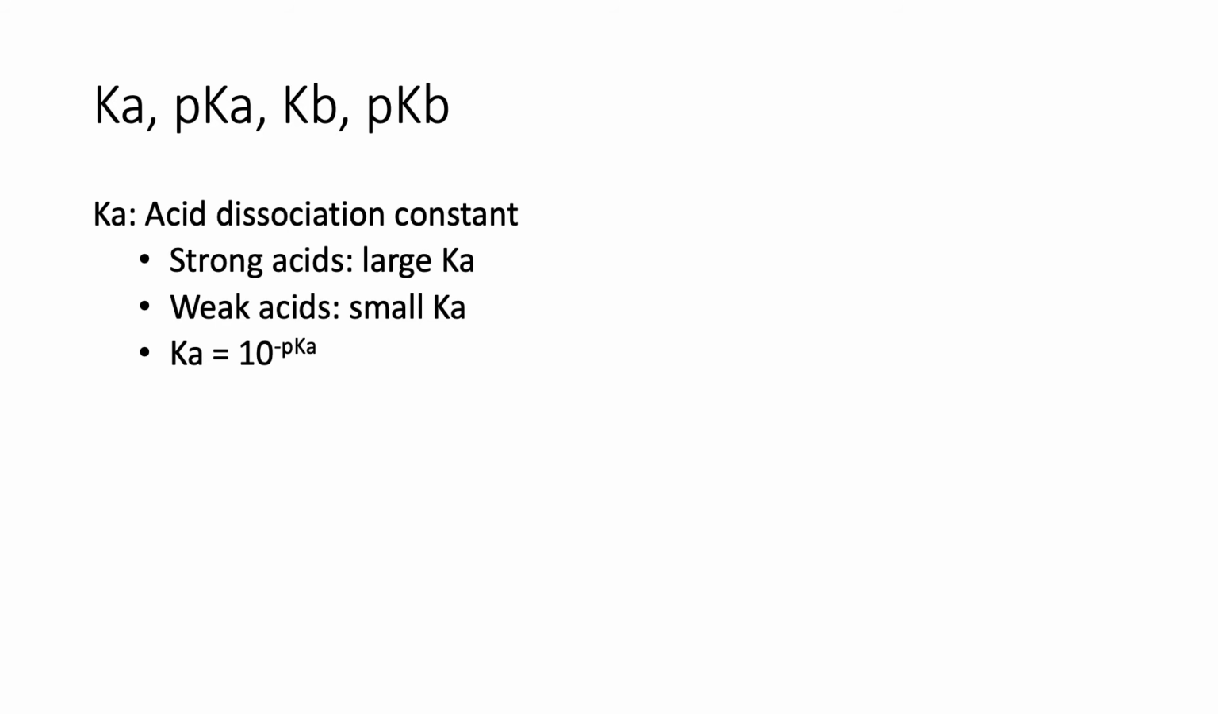Now we are going to look at the Ka, pKa, Kb, and pKb. The Ka is the acid dissociation constant. As mentioned, strong acids have a large Ka, and weak acids have a small Ka. To calculate the Ka from the pKa, you would just take 10 to the power of negative pKa. To calculate the pKa from the Ka, you would just take the negative log of the Ka.